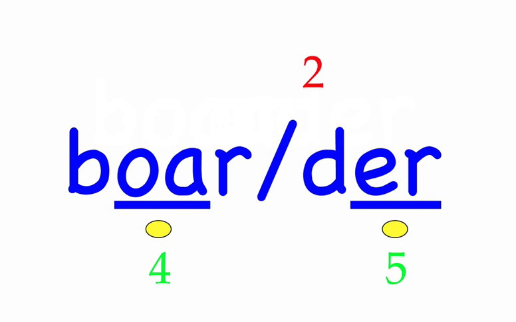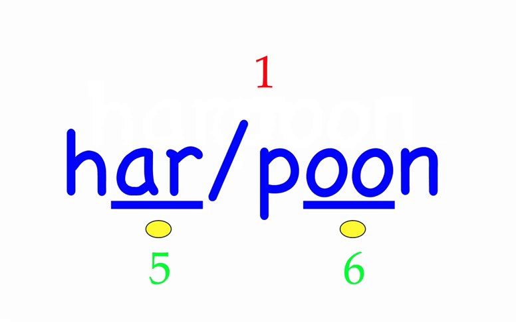And we have our final row 10, harpoon. They shot a harpoon into the large fish. Har, two sounds: H, R. Poon, three sounds: P, U, N. Harpoon. Mark the word.